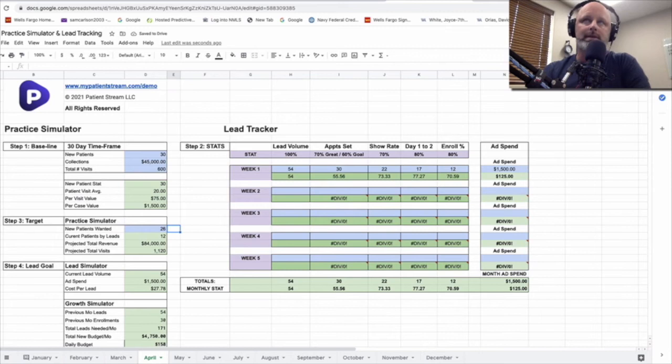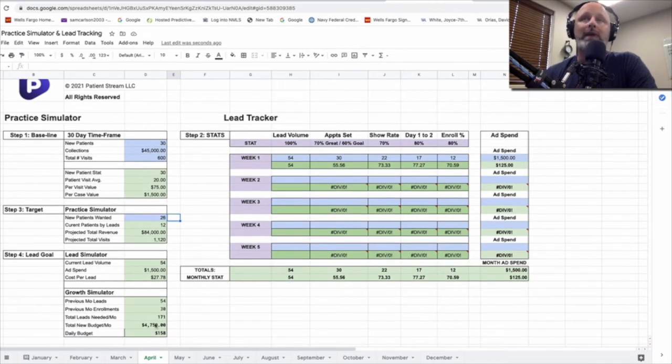26 new patients on top of our existing 30 is going to get us just above our 7-figure practice mark. Now, there's nothing more frustrating than having a target, but not knowing the steps to hit the target. And that's where this becomes so powerful. So we know our numbers. We know where we want to go.